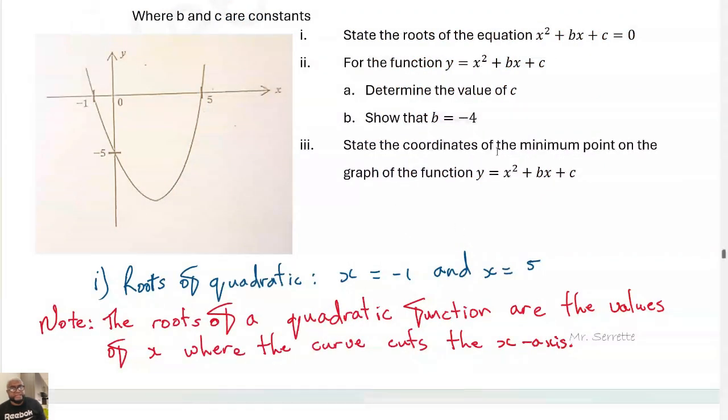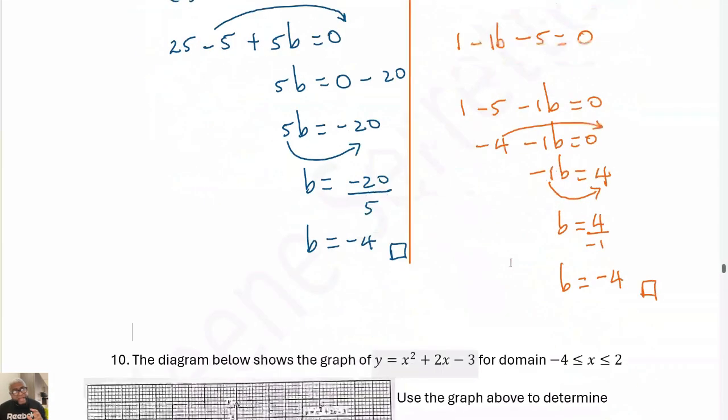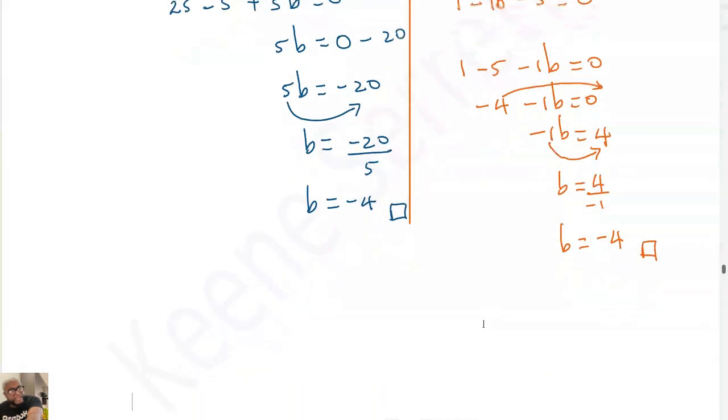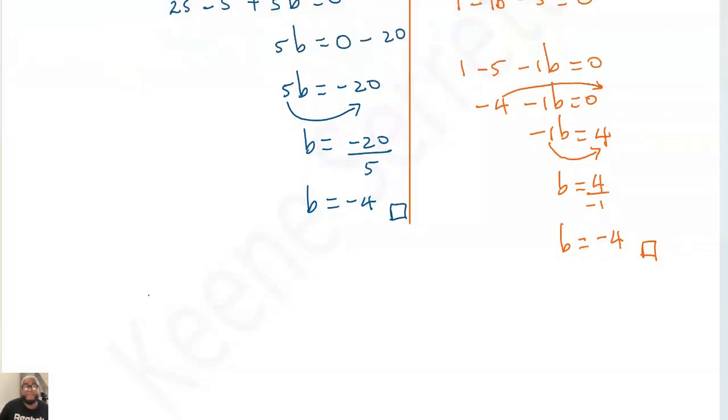State the coordinates of the minimum point of the graph of the function y is equal to x squared plus bx plus c. Now, my children, if you cannot tell me what represents the coordinates of the minimum point, I will start to fling down laptop and think here in this lesson sum, right? So we're on part 3. So kindly give me the coordinates. So this is why I need you all to do homework.